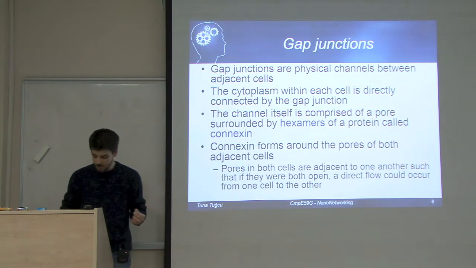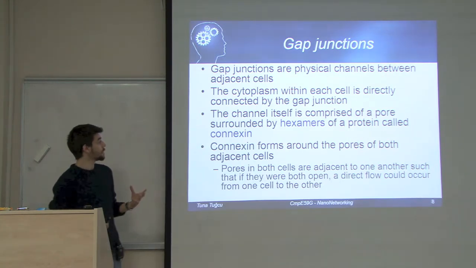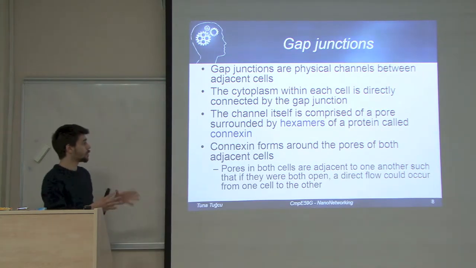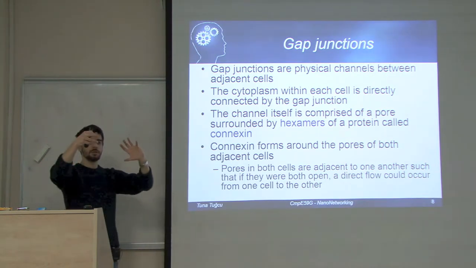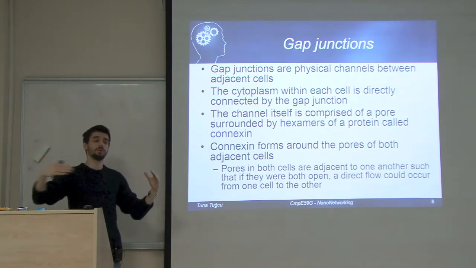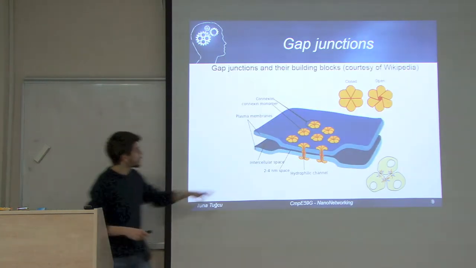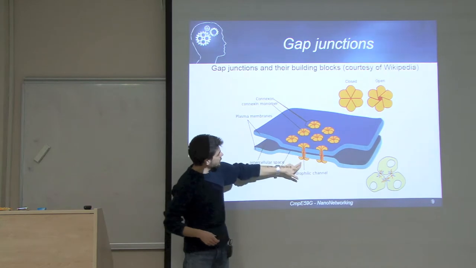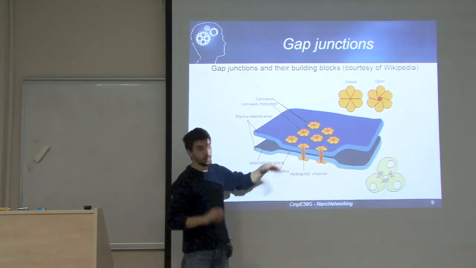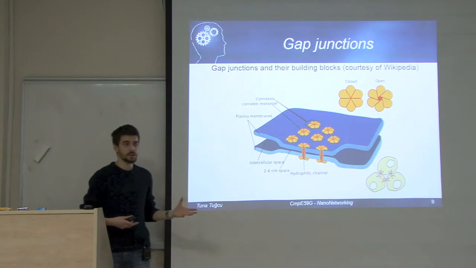Gap junctions are actually physical channels, so the cytoplasm of each cell is connected, and the channel itself is comprised of a pore surrounded by hexamers of a protein called connexin. This connexin forms around the pores of both adjacent cells, and I'm going to show you a picture of it. Both cells' borders have these gap junction connexins, and they produce a sort of gate between these two cells. As you can see here, this is the second cell, and the upper body is the first cell. You can see that each cell has its own connexins, and when both cells decide to open these connexins, these channels are opened, and the cytoplasms of these two cells are connected.